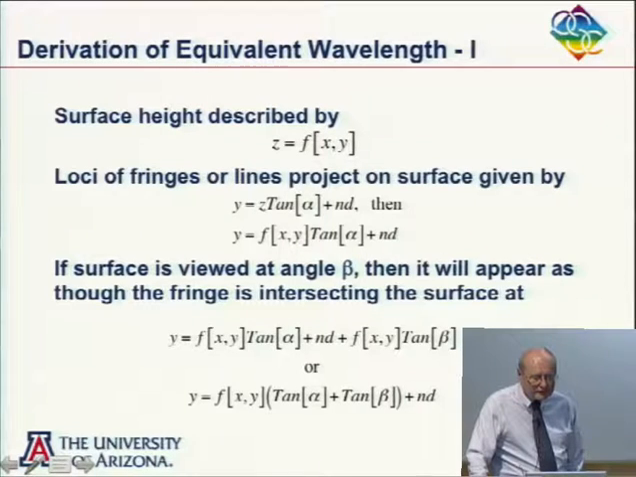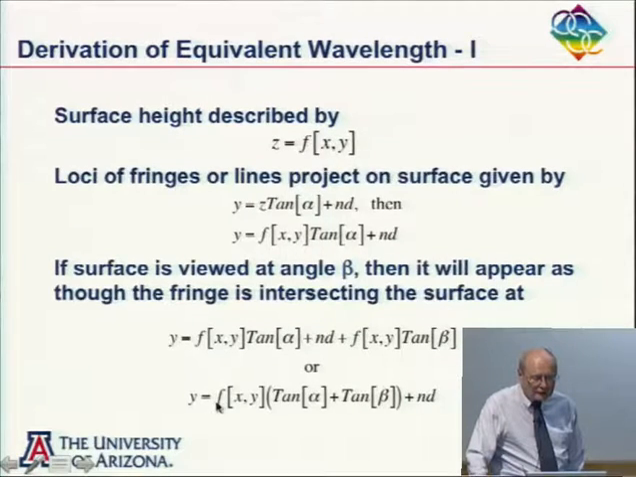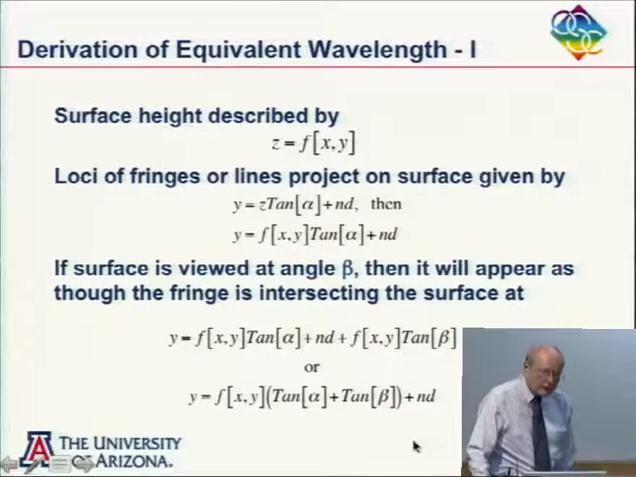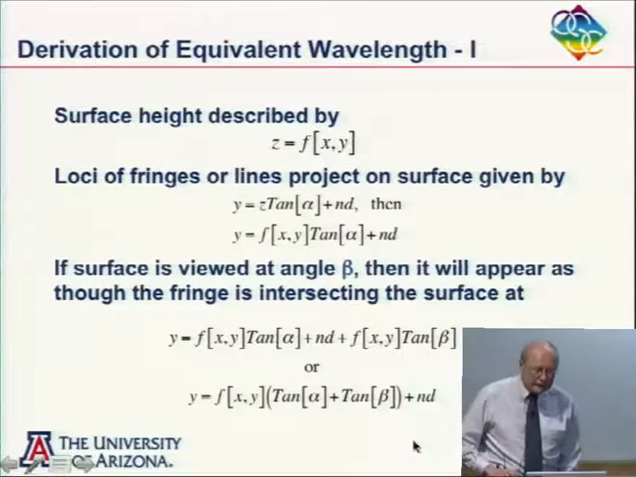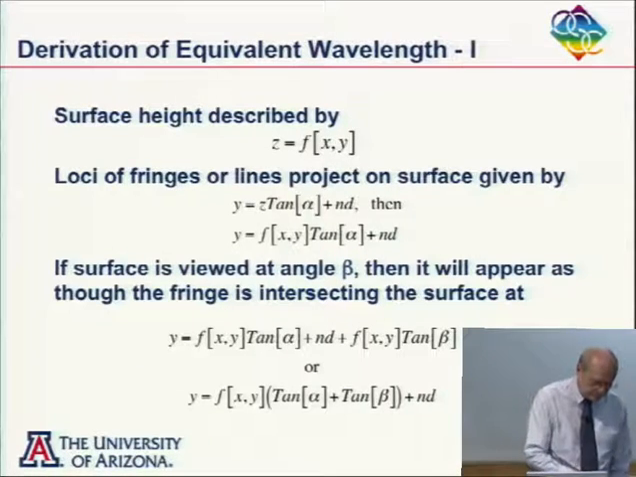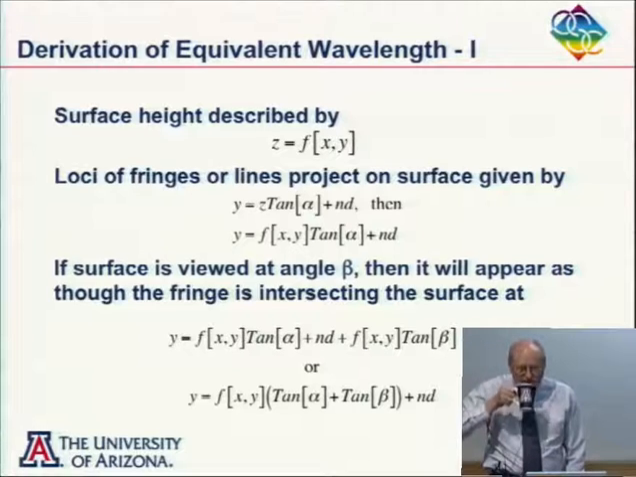So that's my equation, and I want to rewrite it just a little bit and say, well, y is f of x and y, tangent alpha plus tangent beta plus nd. Okay? So that's my equation then describing where I think these lines are intersecting that surface. So you buy that?